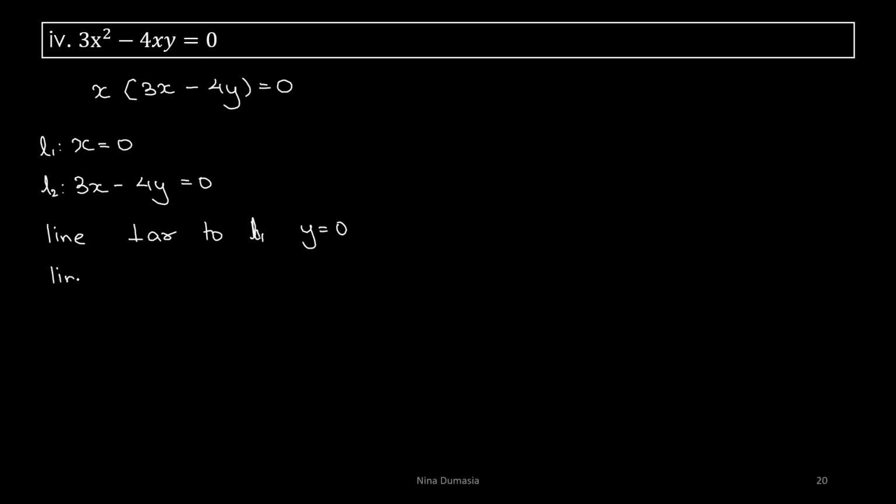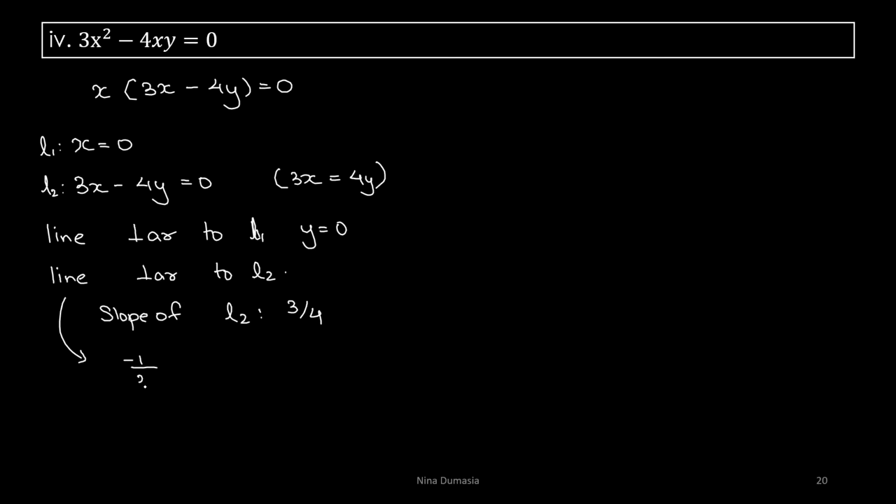And for the line perpendicular to L2, first we need to find out the slope of L2. See, this is 3x is equal to 4y. Then if we take 4 to the other side, the slope is equal to 3/4. So what will be the slope of the line perpendicular to L2? It will be -1 divided by 3/4, which is equal to -4/3. Therefore y is equal to -4/3 x. This will be the line that is perpendicular to L2.